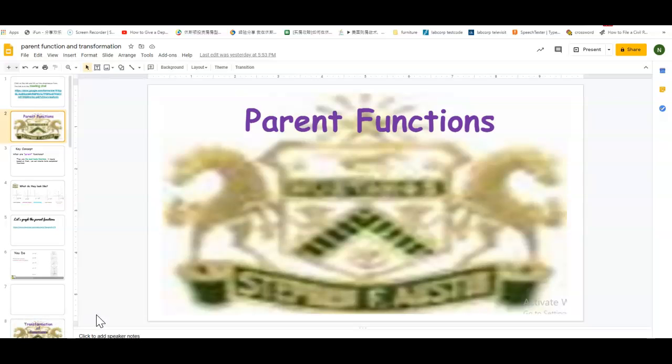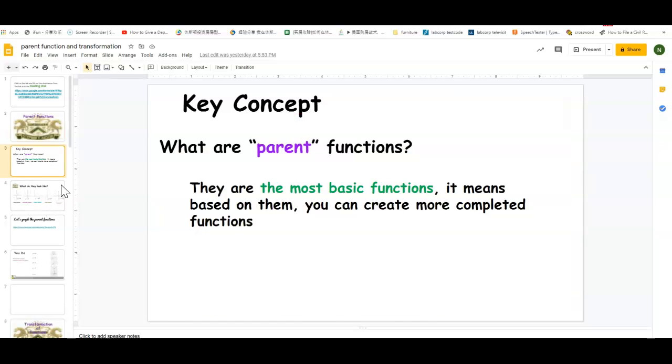In this video, we're going to talk about parent functions. So, key concept: what is a parent function? They're the most basic functions. It means based on them, you can create more complicated functions. Okay? So parent functions are the most basic functions.